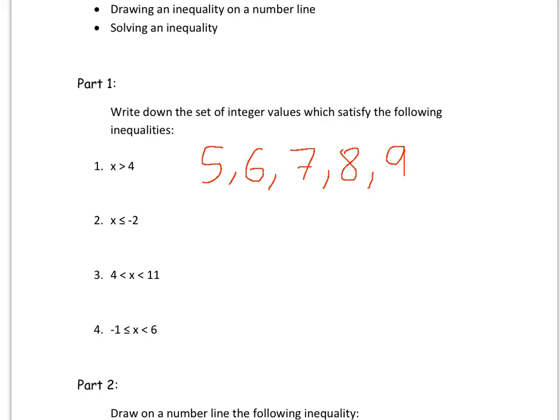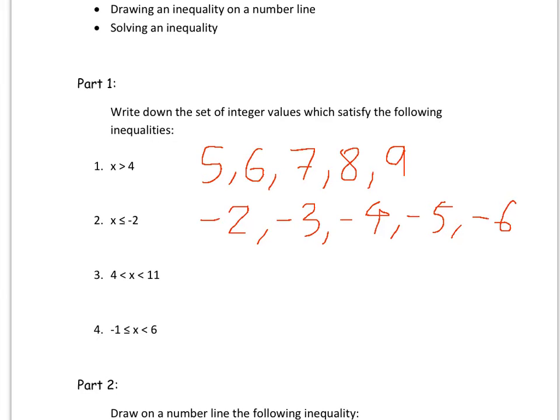Next, x is less than or equal to minus 2. Now the difference here is the equals bit. That means we could have the value minus 2. But we need values less than minus 2 as well. So minus 3, minus 4, minus 5, minus 6.